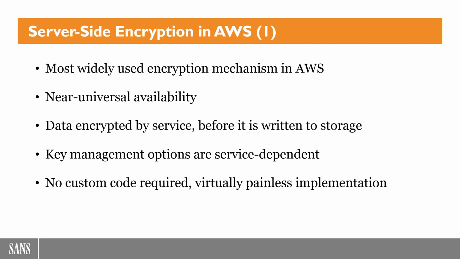But of course it is encrypted before it is ever persisted in whatever storage mechanism is being used on the back end. There are multiple ways of managing the keys. We'll talk about that shortly, but they're very service dependent. Most of them will support KMS. Some of them will support other options as well, but it is service dependent, and that's something you need to be aware of, particularly if you're new to AWS, is that the options vary from service to service, and we'll touch on just two of those to demonstrate that.